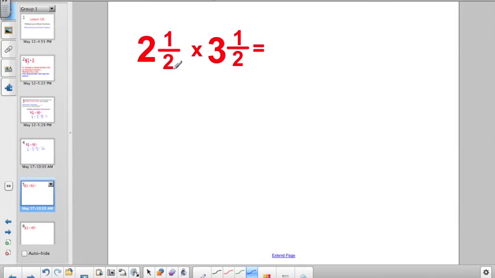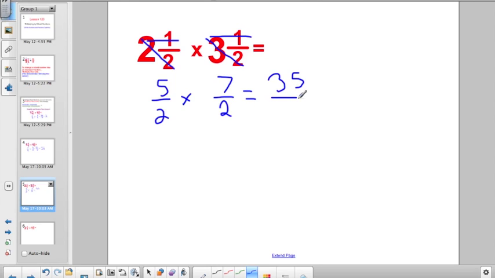2 1/2 times 3 1/2. Multiply, 2 times 2 is 4, plus 1 more, hey, that's 5/2. Take a look over at the other side, 3 1/2, starting at the denominator. 3 times 2 is 6, plus 1 more, that's 7. So I have 7/2 because, again, the denominator stays the same, right? Numerator times numerator, 5 times 7, hey, that's 35. Denominator times denominator, 2 times 2, that's 4.